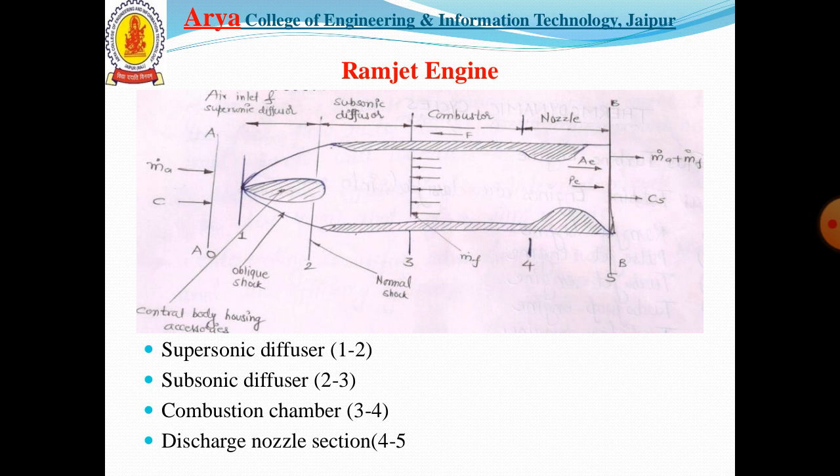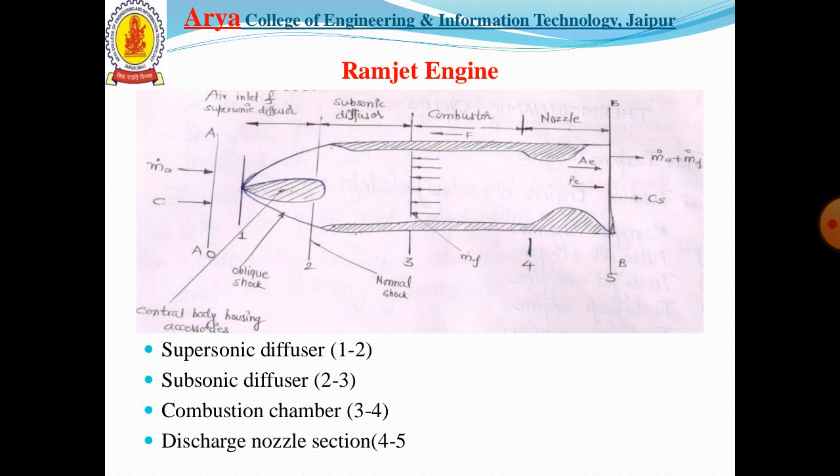Now, first is the ramjet engine. The sectional view can be studied in four portions of the engine. First, 1 to 2 is the supersonic diffuser. Second, 2 to 3 is the subsonic diffuser, as shown in the figure. Third is the combustion chamber, 3 to 4, and 4 to 5 is the discharge nozzle section.